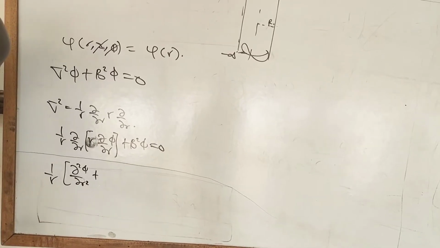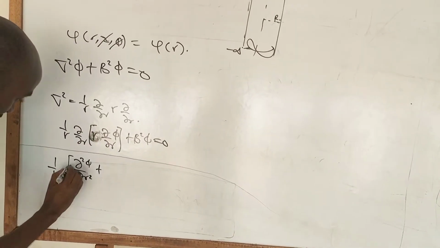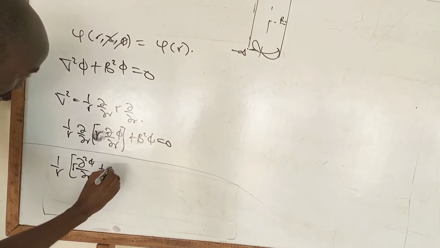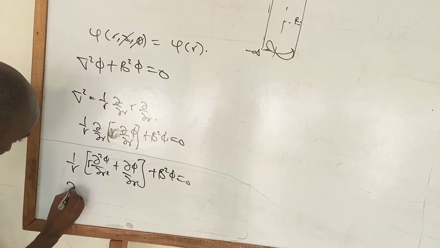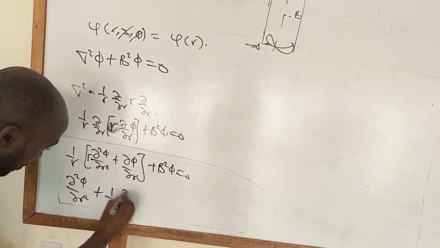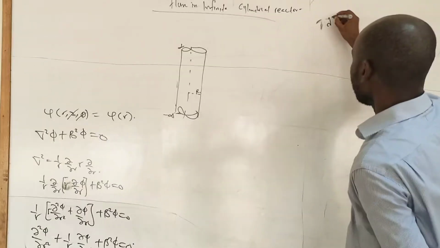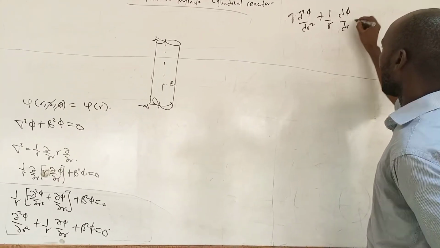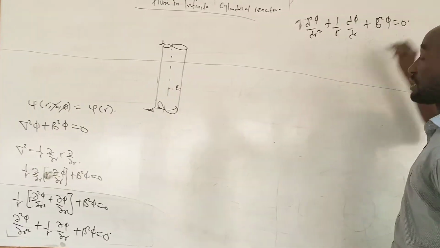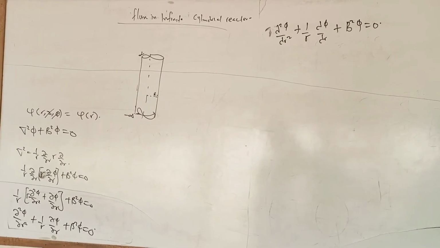Plus, we have to hold this and differentiate it, so r will still be here. Plus, when you differentiate this one, plus d phi over dr. So this will be d squared phi over dr squared plus 1 over r d phi over dr plus B squared phi is equal to 0. Since it's in 1D, it's d squared phi over dr squared plus 1 over r d phi over dr plus B squared phi is equal to 0. Okay? This is the diffusion equation in cylindrical coordinates for one group diffusion.